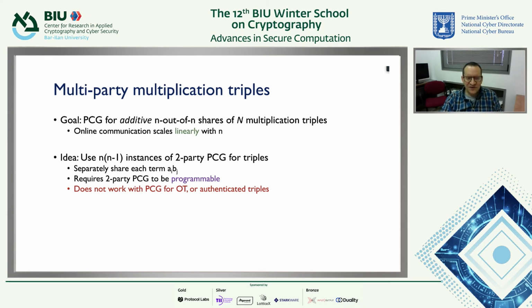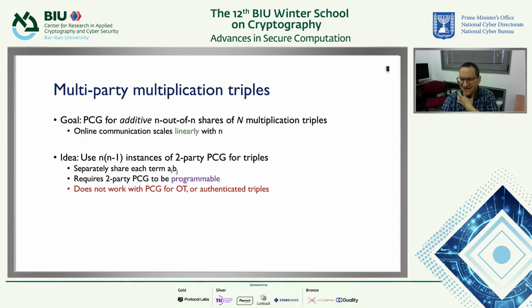And using this, for those familiar with the GMW protocol, we can apply a similar trick where we write the product of the sum of the AIs with the sum of the BIs as the summation of a quadratic number of terms, AI times BJ. We use a two-party PCG with this programmability, this mix and match property, to do an additive secret sharing of AI BJ between parties I and J.